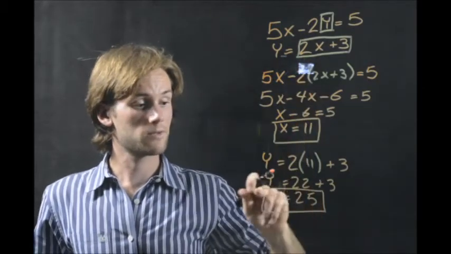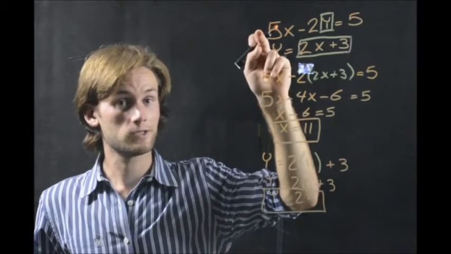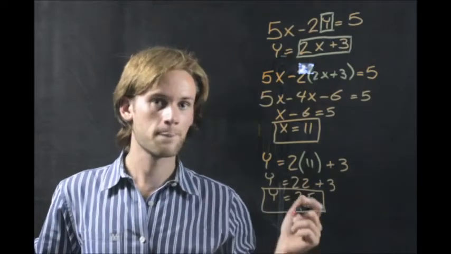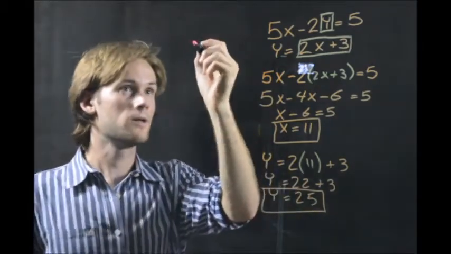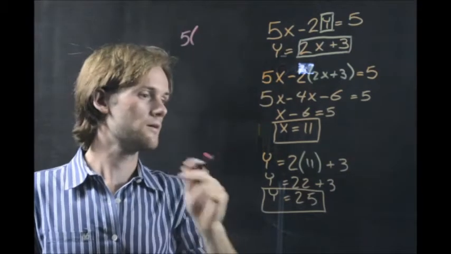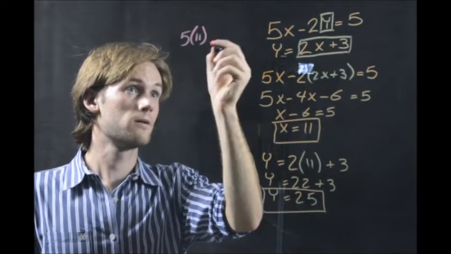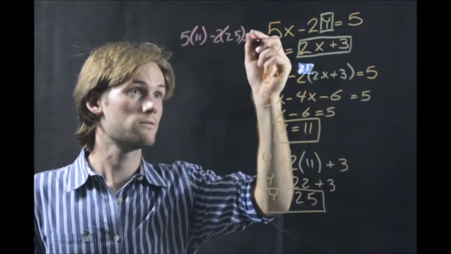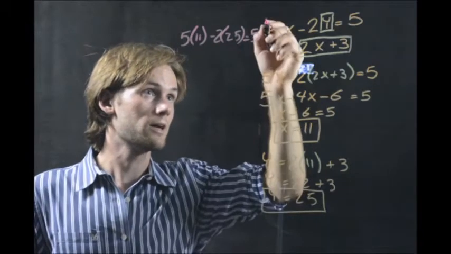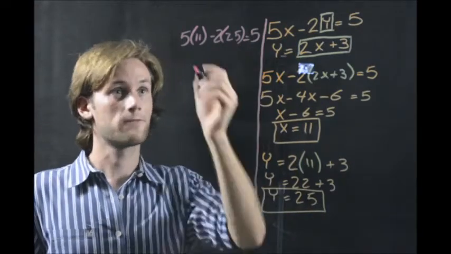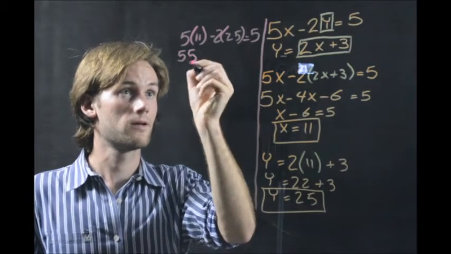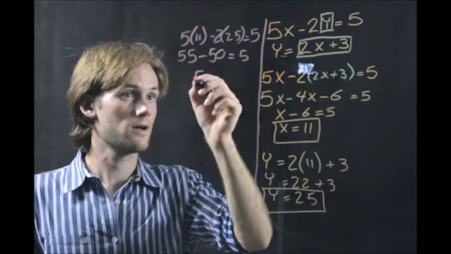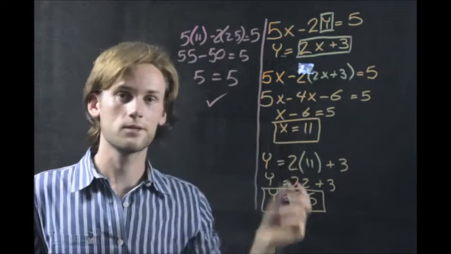So what I'm going to do, I'm going to take both of these values and I'll plug them into the other equation that we haven't used yet. We'll check our answers in a different color. So if we do 5 times 11 minus 2 times 25 equals 5. It's a little bit tight there. Okay, 5 times 11, 55. 2 times 25 is 50. We're left with 5 equals 5. So we're good to go.